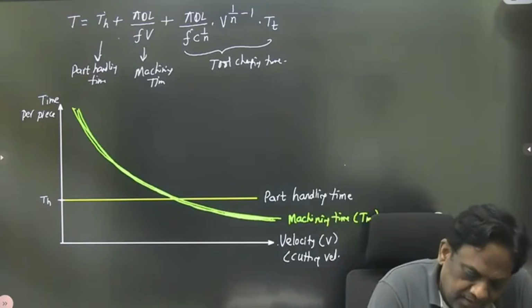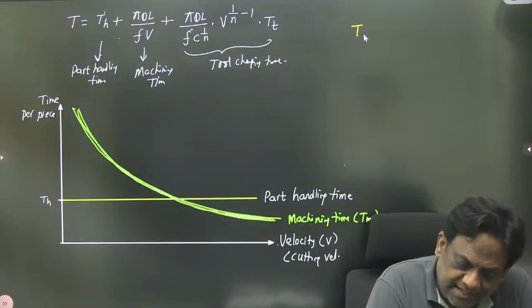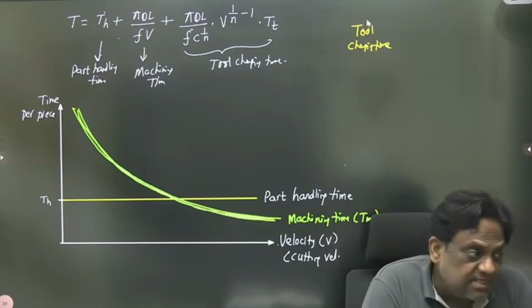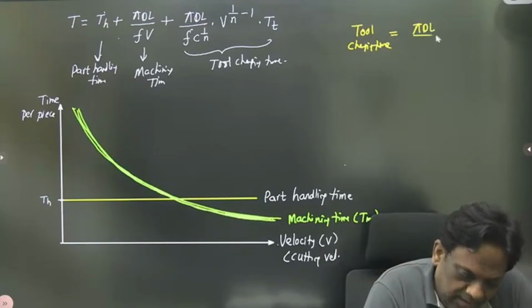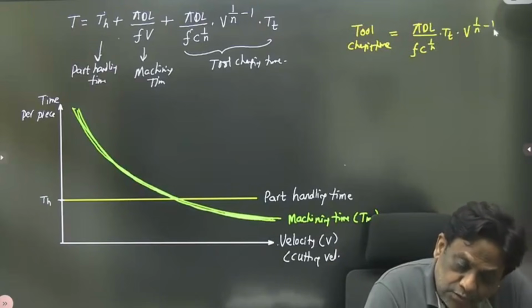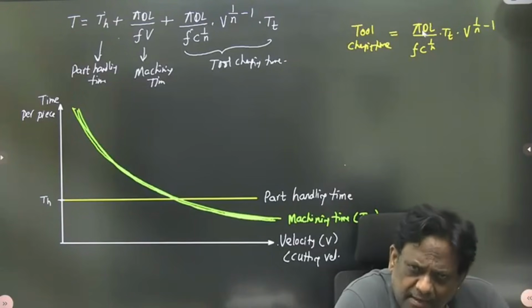Dear students, the third one: the tool changing time. But it is per piece. Tool changing time per piece is given by pi dl by f c power 1 by n capital T into v power 1 by n minus 1. Listen carefully. Look, pi dl is constant. The diameter and length are constant.